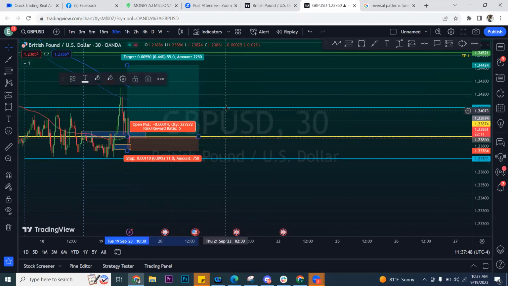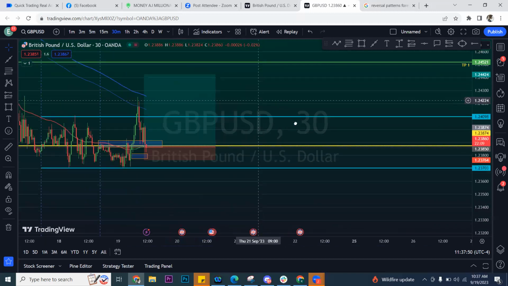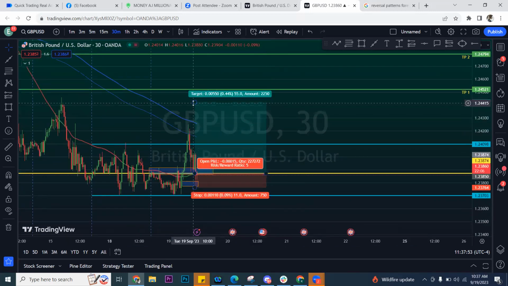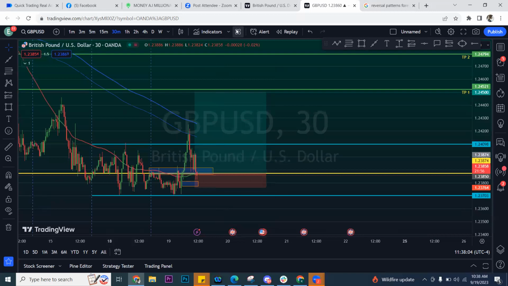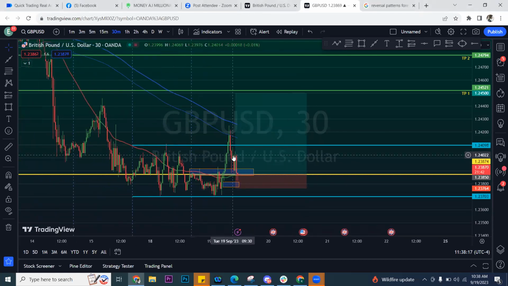So 11 pip stop loss. Oh, even the take profit isn't up there yet. Right here. So 66, 60-something pips. Facts. I like that take profit one, two as well, always. So right here, this is how I would take that trade based on the 30 minute. 11 pips, I'm fine with that.